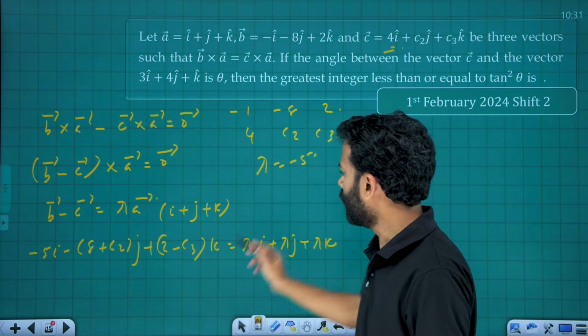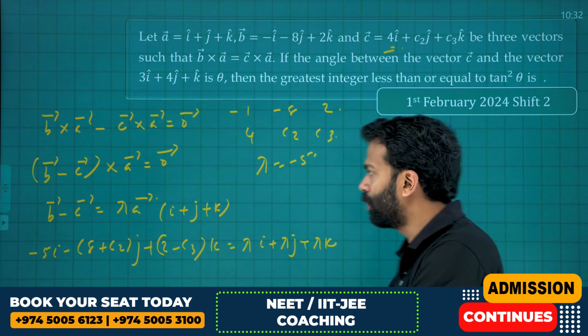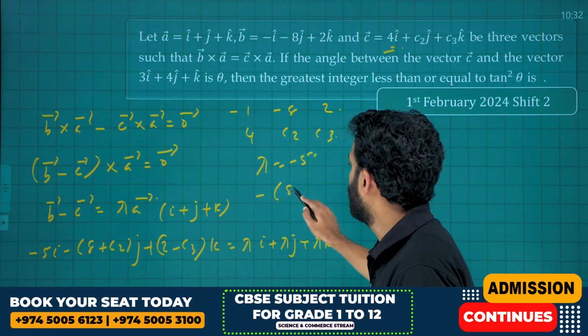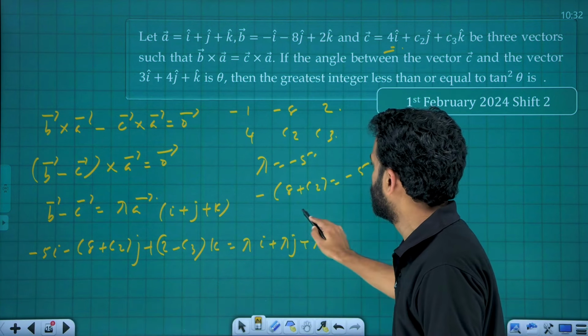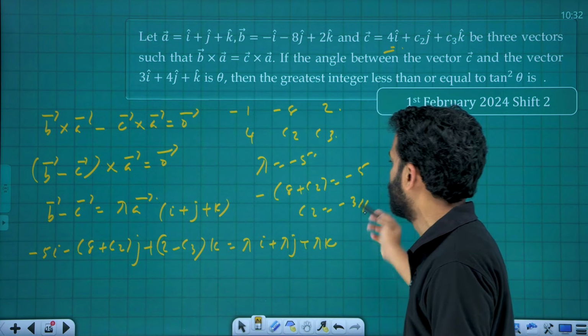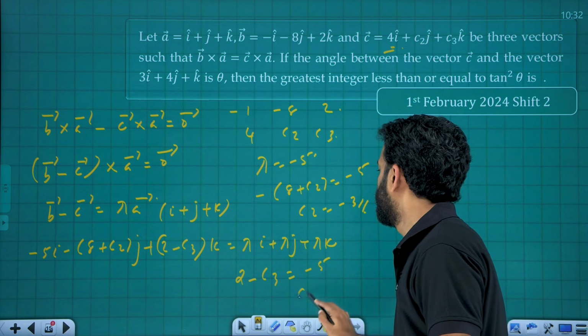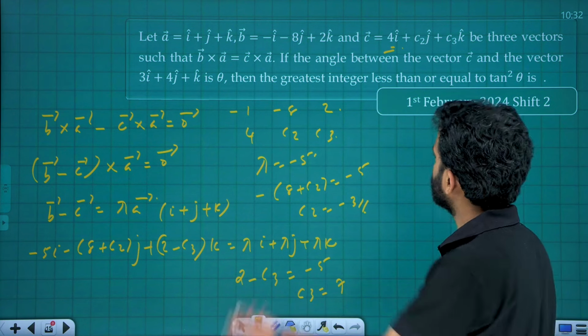Okay. Comparing here and here, apply that to find C2 and C3. That's all. The problem is done. Therefore, minus of 8 plus C2 is equal to minus 5. 8 got cancelled, becomes 5. Therefore, C2 is equal to minus 3. Again, 2 minus C3 is equal to minus 5. Therefore, C3 is equal to 7, I think. Yeah, 7. Therefore, you got the value of vector C.